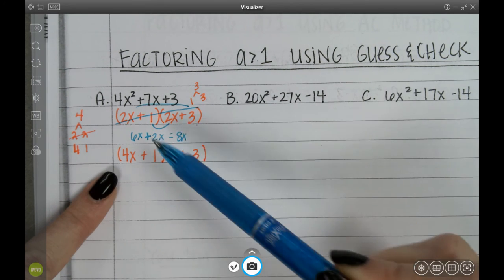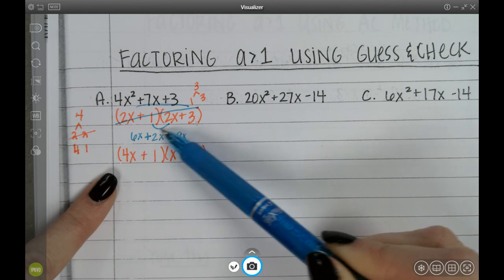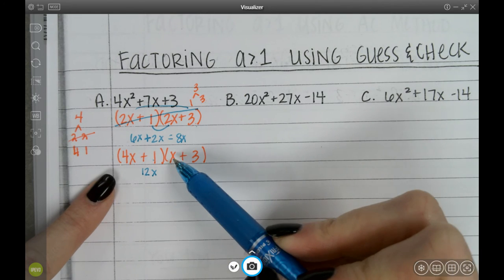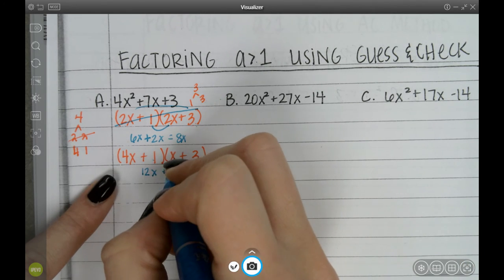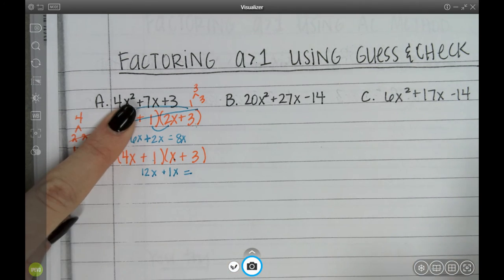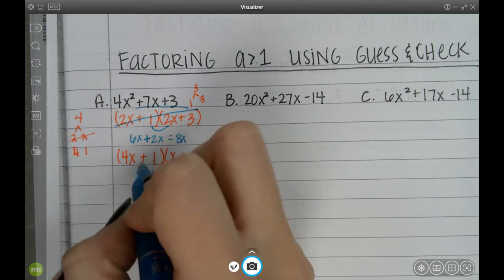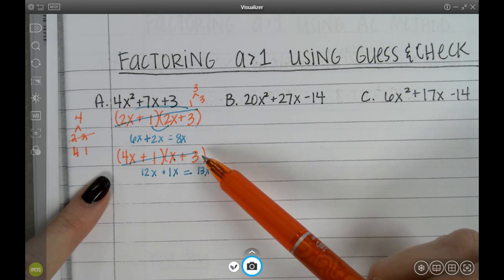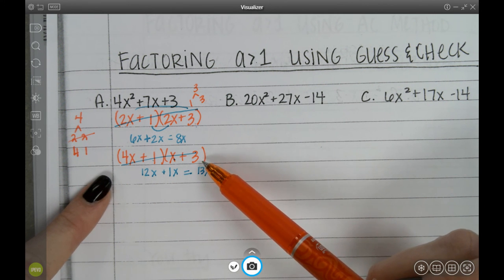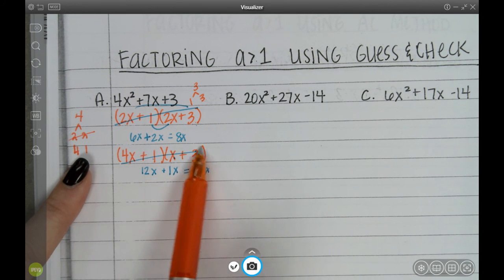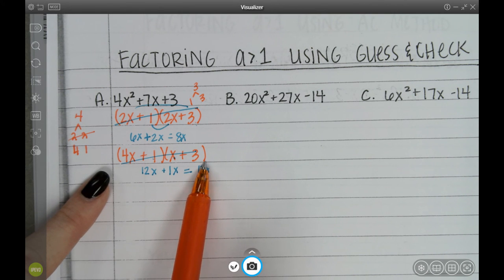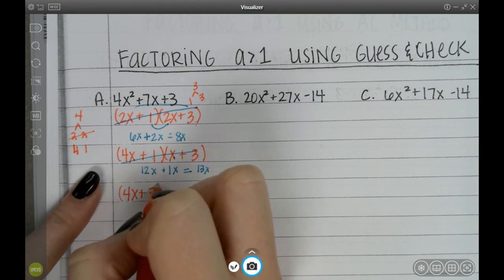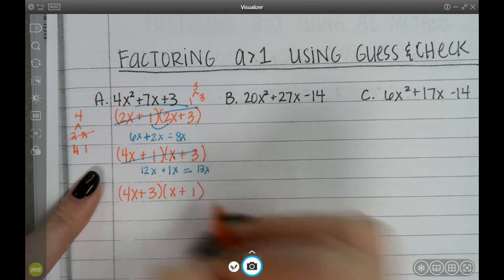4x times x is 4x squared, as it should be. 4x times 3 is 12x. 1 times x is 1x. Is that going to add to give me 7x? No, that's 13x. So again, that's not right. But am I closer this time? Okay. Can I change anything about this one? I can flip the 1 and the 3. So let's try that. So let's do 4x plus 3 and x plus 1.